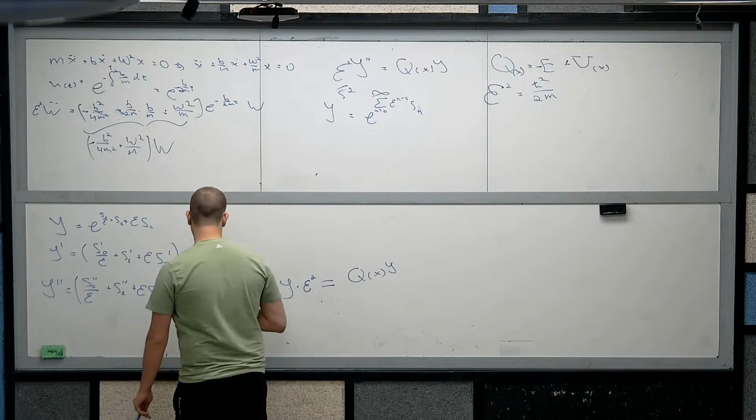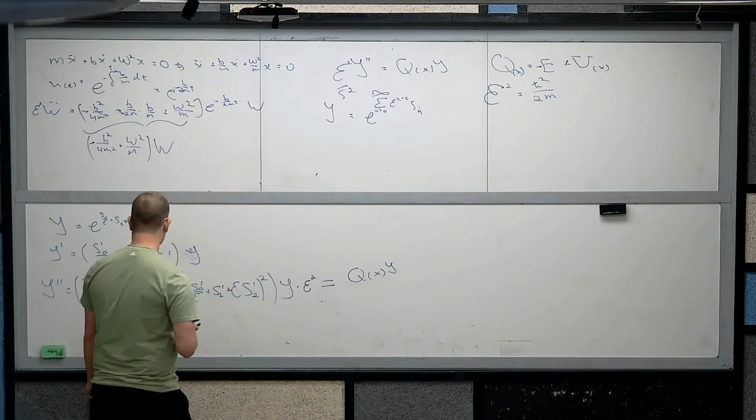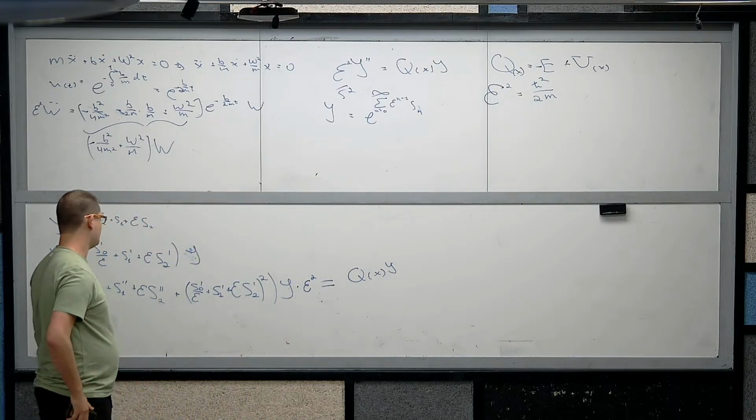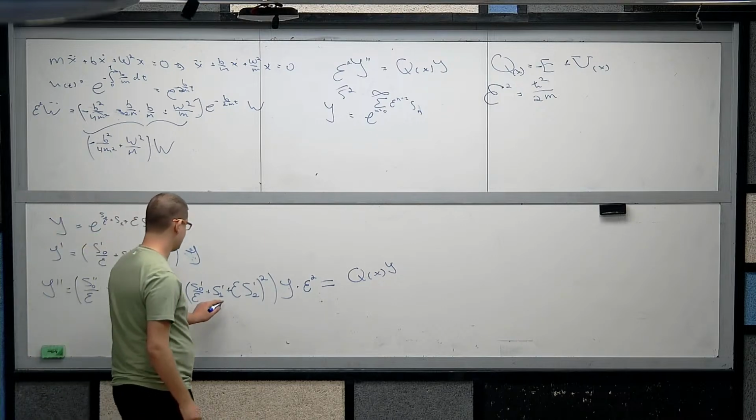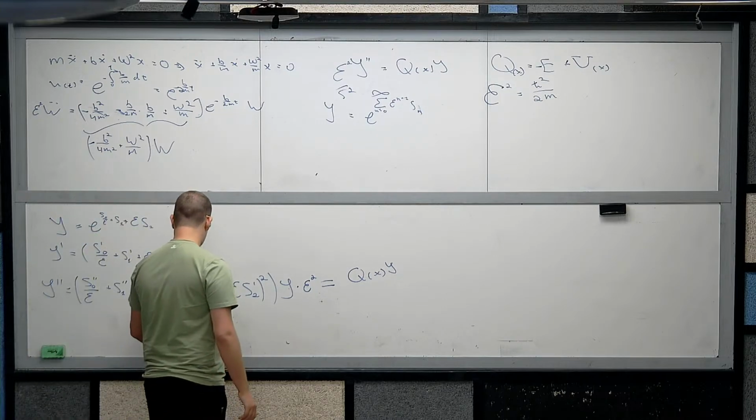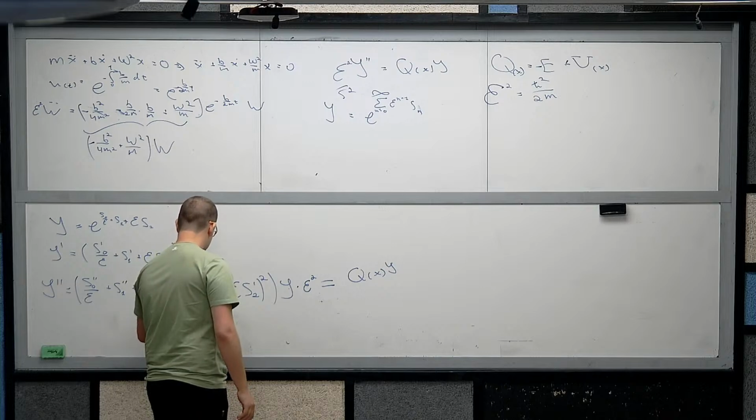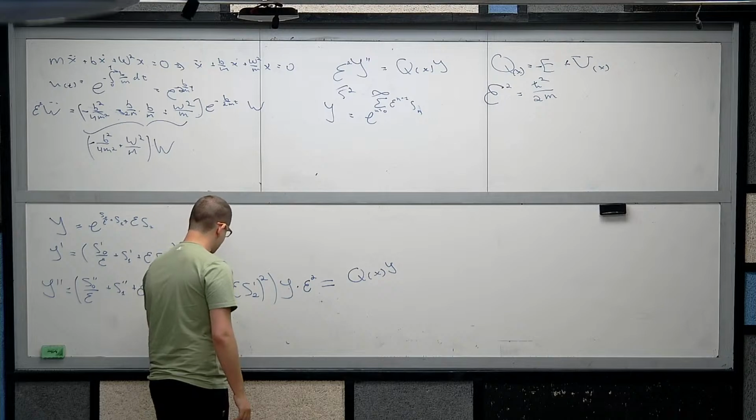And very nicely we can just open this thing up. S0 times epsilon 0 plus 1 prime squared plus.